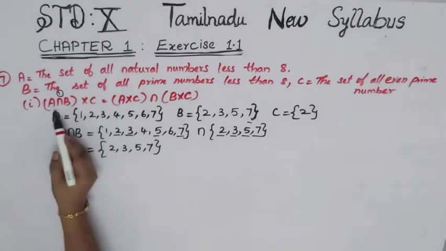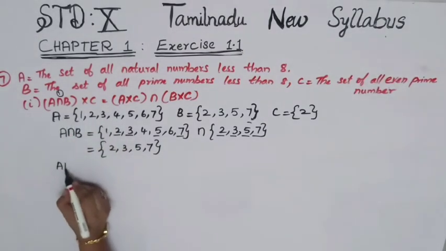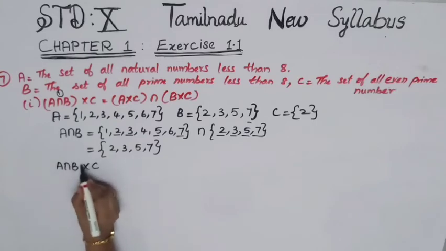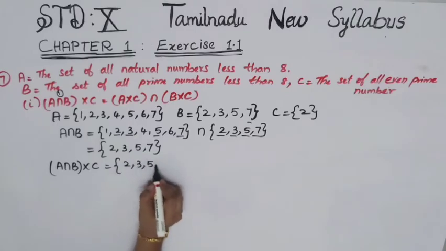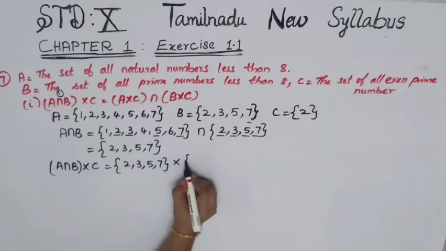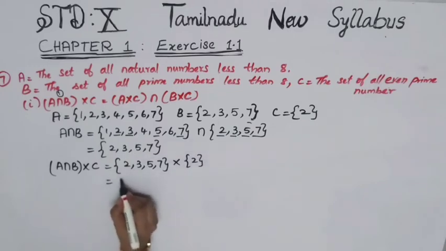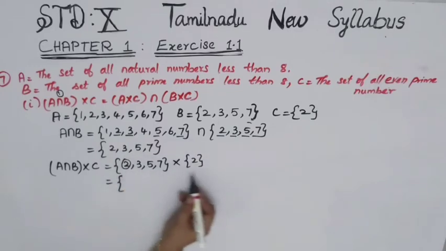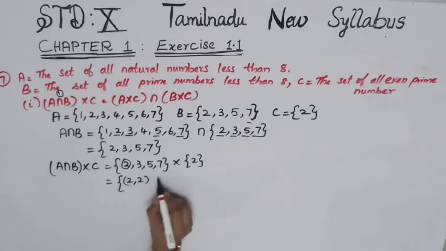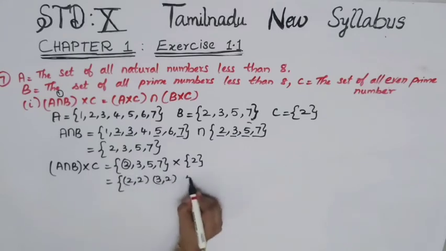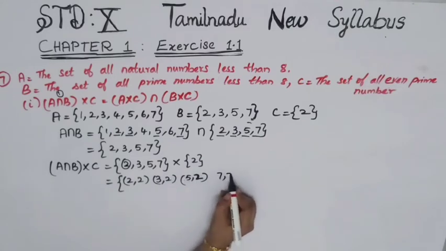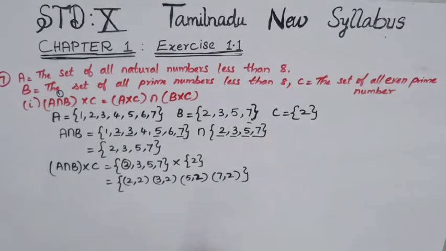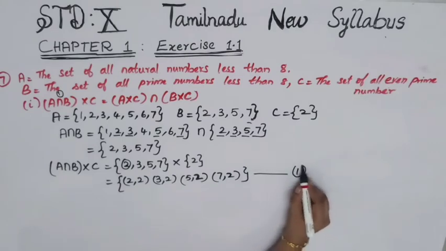Now what you'll have to do is A intersection B cross C. So A intersection B cross C we'll have to find. Write that A intersection B, what we have found out, that answer cross C, which is nothing but 2. Now writing the ordered pairs, each element has to be joined with 2. So 2 comma 2, then 3 comma 2, 5 comma 2, then 7 comma 2. We have completed everything, so you can close the bracket. This is our left hand side, so we'll just mark it as 1.